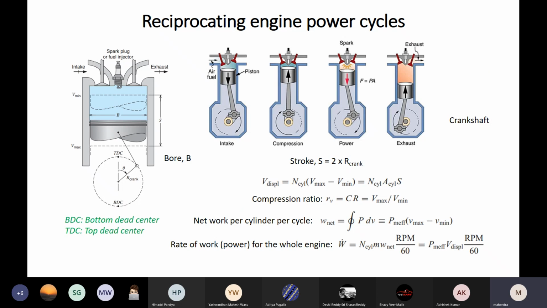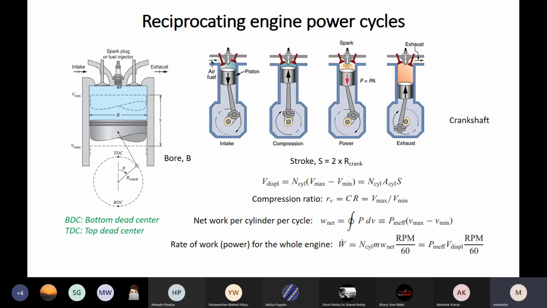This is the top dead center. That means when this crank is here, your piston will be here. That is what we call top dead center. When this crank moves over here, your piston will be at the bottom position. That is what we call bottom dead center. This is the bore of the cylinder. The displacement of the piston is what we call the stroke, or stroke length.